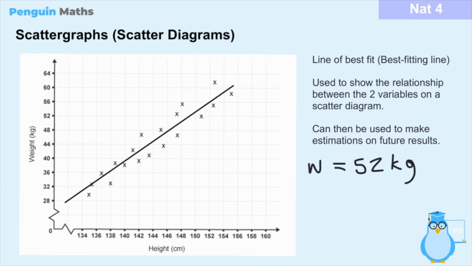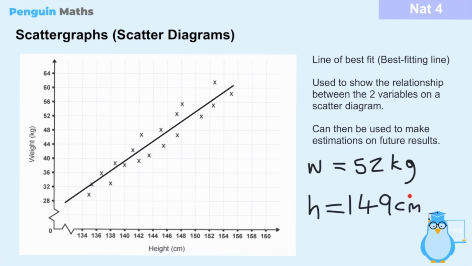But let's say this time we have a student and we know their weight, but we don't know the height. Well, again, we can use the best fitted line to estimate what the height of the child would be. So if the weight is 52, then we can go up to 52 on the weight scale, we meet the best fitted line, and then we can go down to the height scale, and we can see that approximately the child will be roughly around 149 centimetres tall.